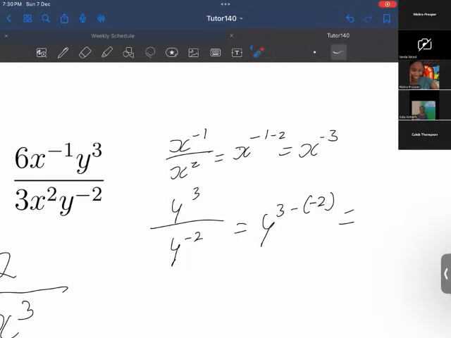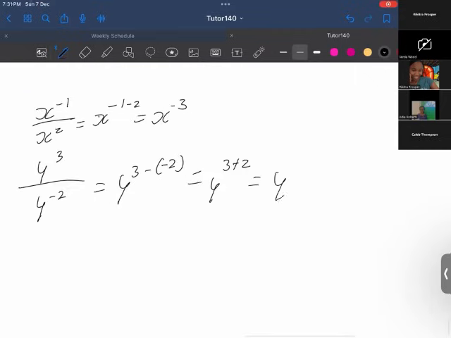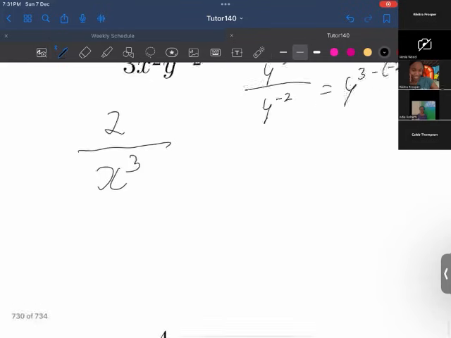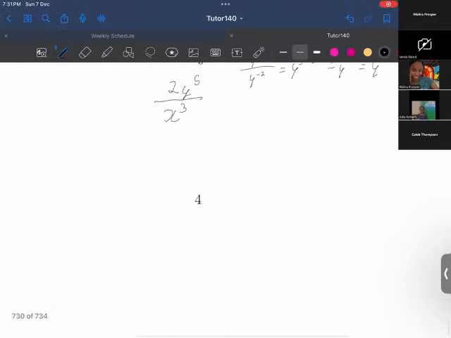You have to review the quotient rule when you're looking over the laws of exponents. Since it's negative 2 here, you put 3 minus negative 2. That would be y to the power 3 plus 2, because a negative times a negative is a positive. So now you have y to the power of 5. So our final answer is 2y to the power of 5 divided by x cubed.